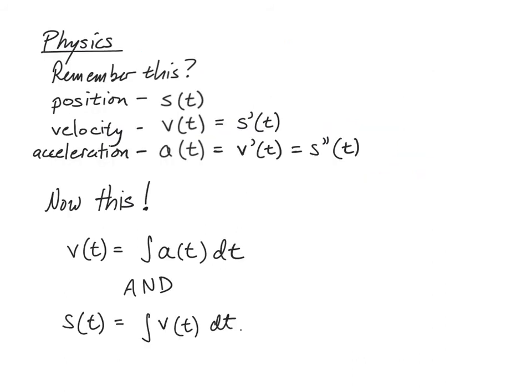Yay, everybody's favorite physics. All right, remember this. We would have a position function, s of t, and we could find the velocity function if we took the derivative of the position function. And we could also find the acceleration function if we took the derivative of the velocity function. Or if we thought of it like the second derivative of the position function, that would also give us the acceleration. Well, now we can go backward.